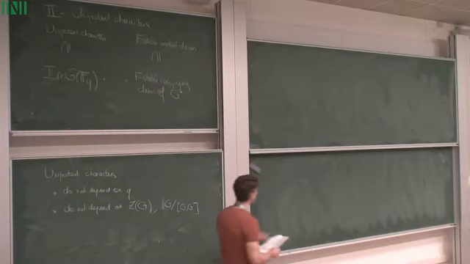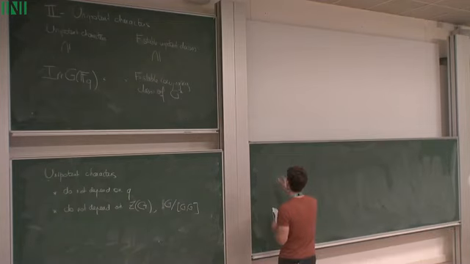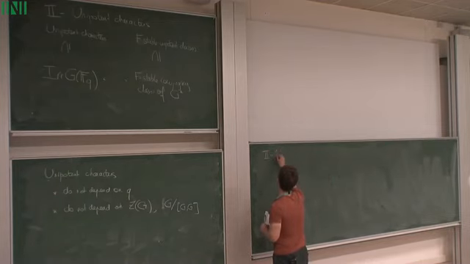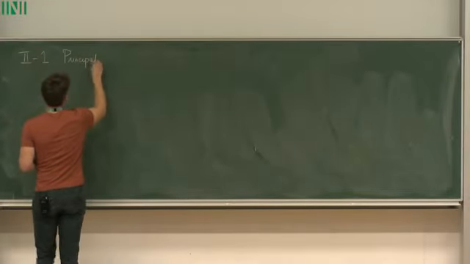So I said that I will not construct the unipotent characters, but I can still give a construction of part of them, which are called the principal series representations, or principal series characters. So I'm going to start with this. And this will be enough for GL_n, but only for GL_n, and not for the other groups, as we will see on examples.